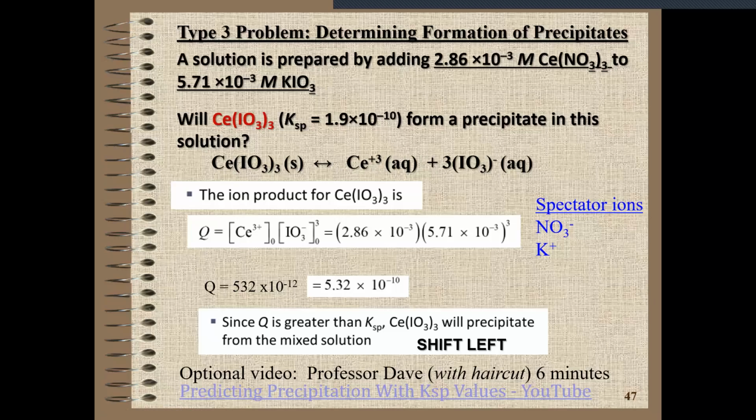And I have other examples in the slides. Any other questions on that? Okay.